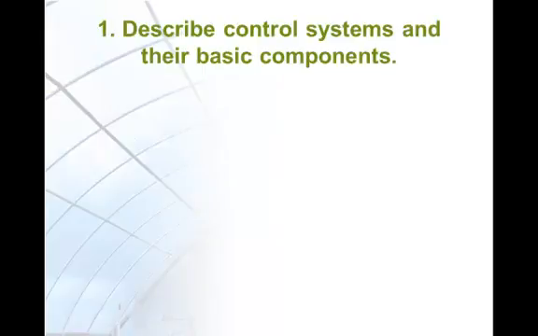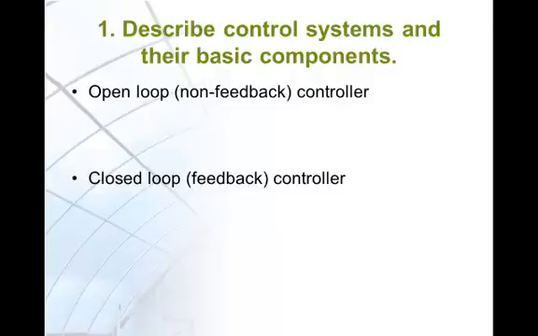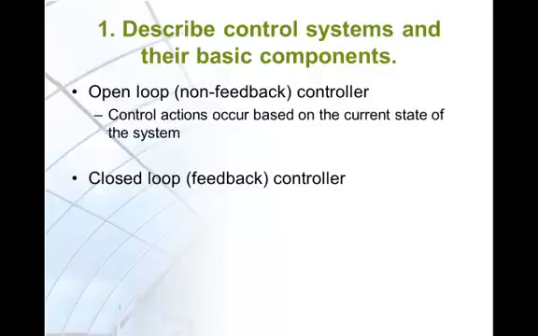The first objective is to describe control systems and their basic components. Control systems can be either open loop or closed loop. In an open loop control system, control actions occur based on the current state of the system. The discussion following focuses on environmental control applications. Open loop controllers are simply programmed to take action. They do not monitor the environment around them to see if action is required.